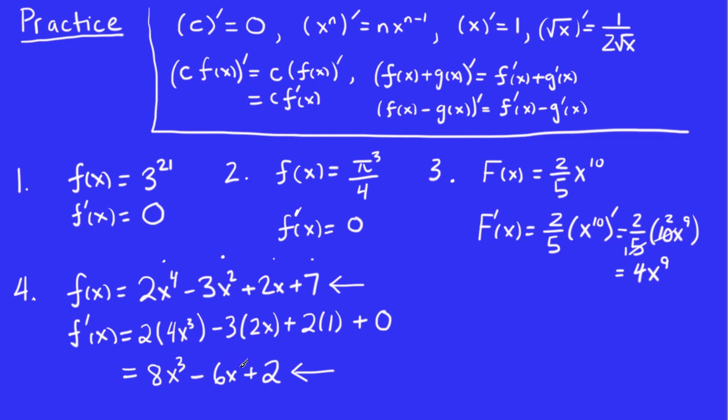You don't have to write the 1 there. It's best if you don't. There's no need for it. Here we have the derivative of this is 2 times 1, which is 2, and the derivative of this is 0. So that's not too hard.